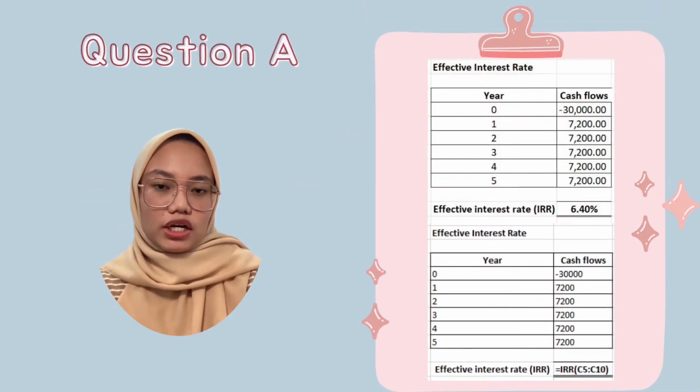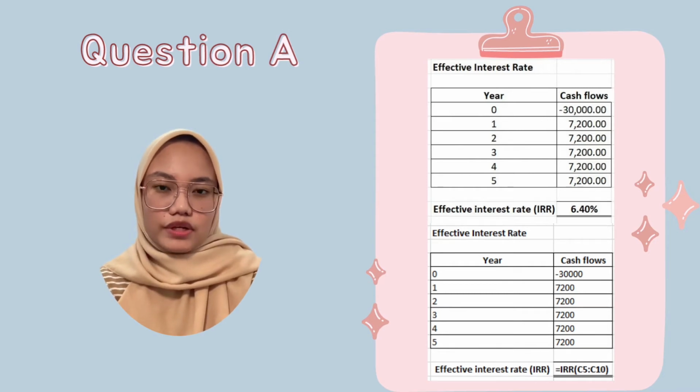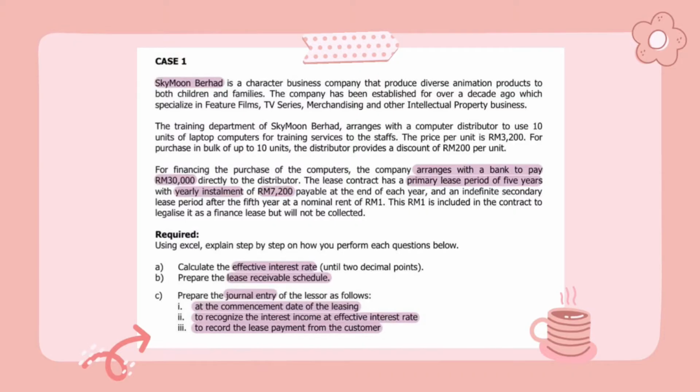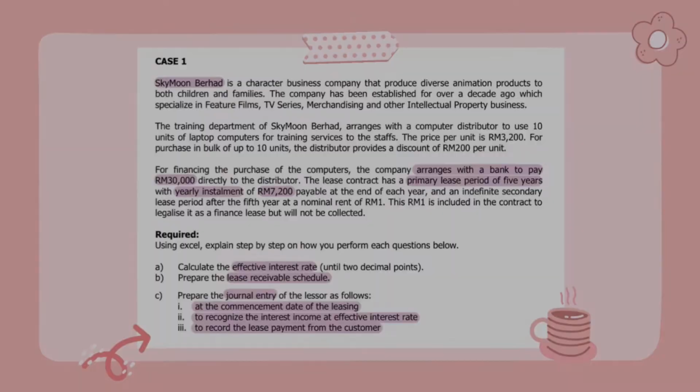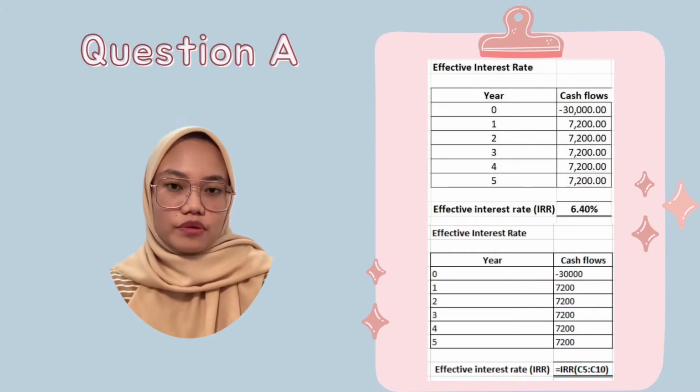First question is calculate the effective interest rate. If we are using Excel, we just put years and cash flows. As for years, we have to calculate from 0 until 5 because the question has stated the lease contract has a primary lease period of 5 years. As for cash flow, start from year 0, which is negative 30,000.